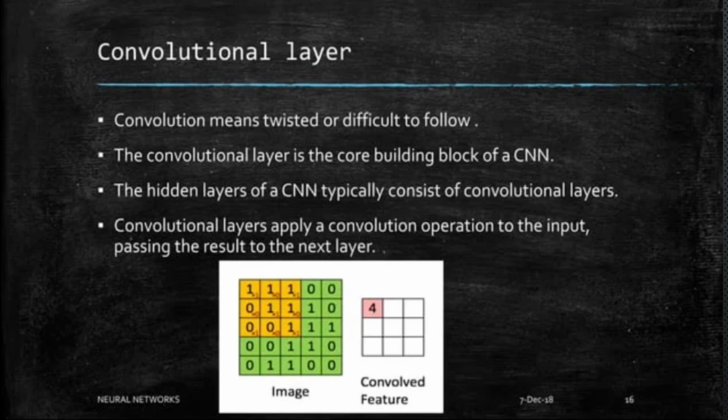Convolutional layer. Convolution means twisted or difficult to follow. The convolutional layer is the core building block of a CNN. The convolutional layer applies a convolution operation to the input, passing the result to the next layer.